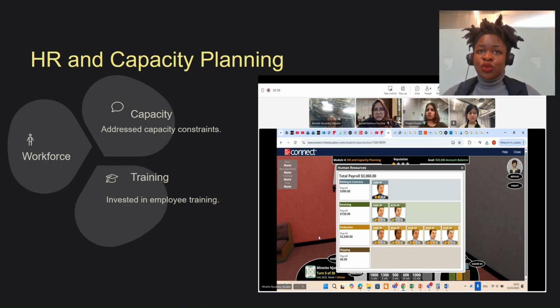In the production department, we chose to maintain five because that is the backbone of the company, so we needed a full team there. But we also went ahead to train them to full capacity. We realized training those in the production department did reduce machine setup time, which was a very big bottleneck we had. And in shipping, we also hired two people.